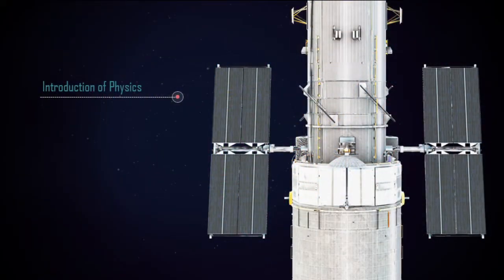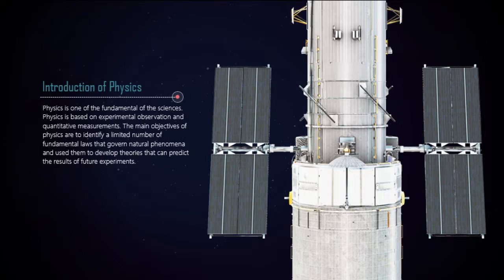So introduction of physics. Physics is one of the fundamental sciences. Physics is based on experimental observation and quantitative measurements. The main objectives of physics are to identify a limited number of fundamental laws that govern natural phenomena and use them to develop theories that can predict the result of future experiments.